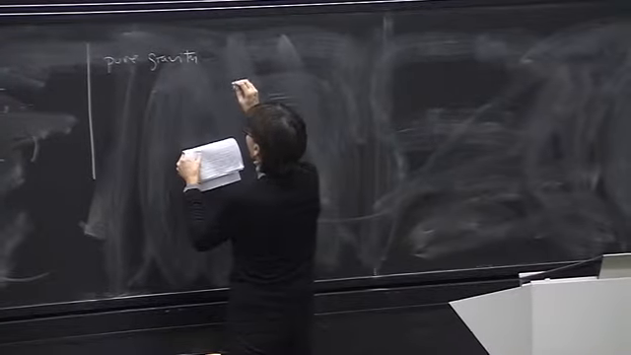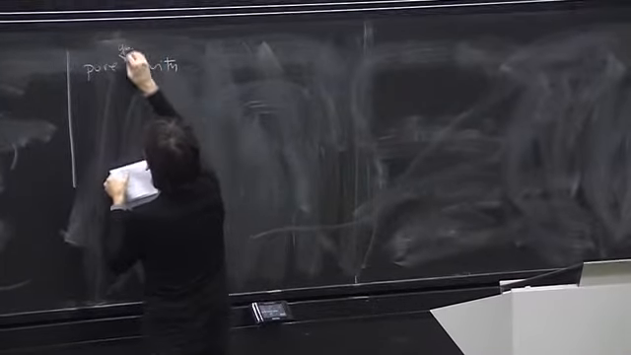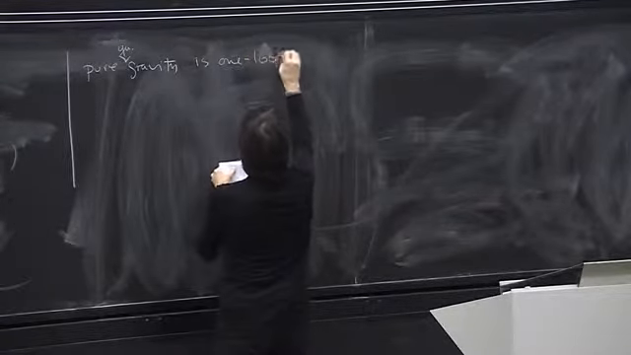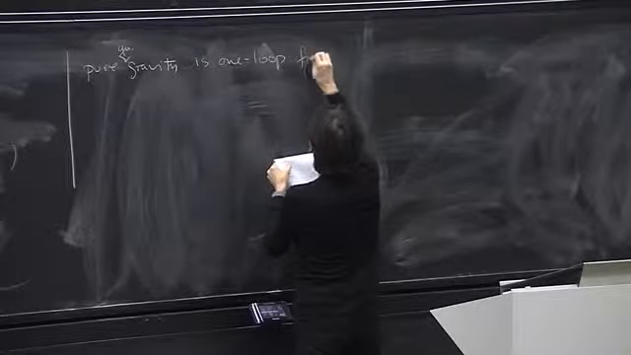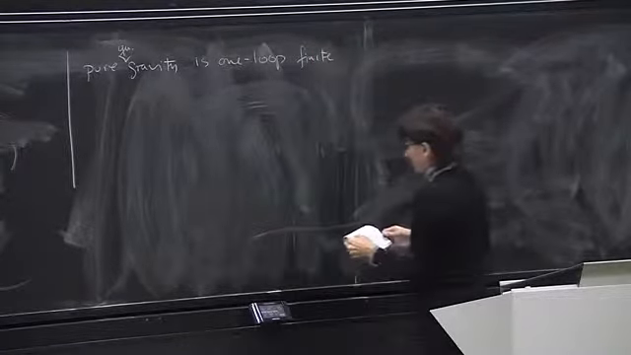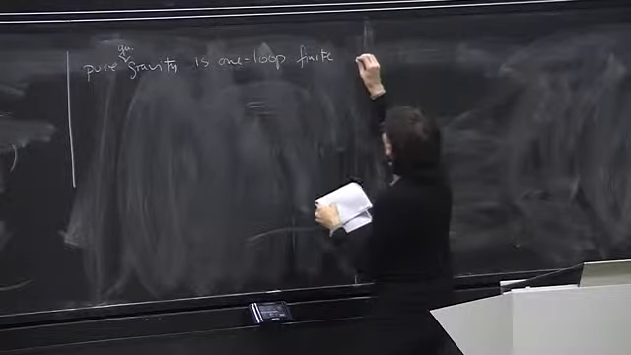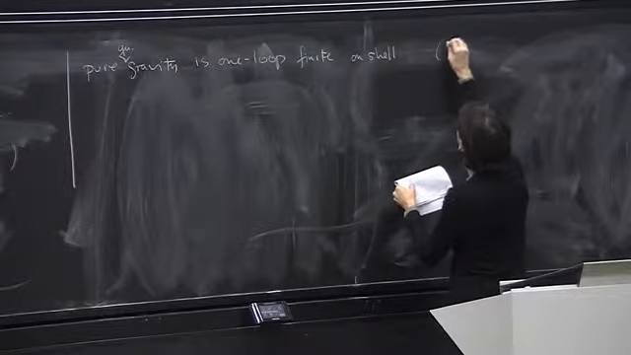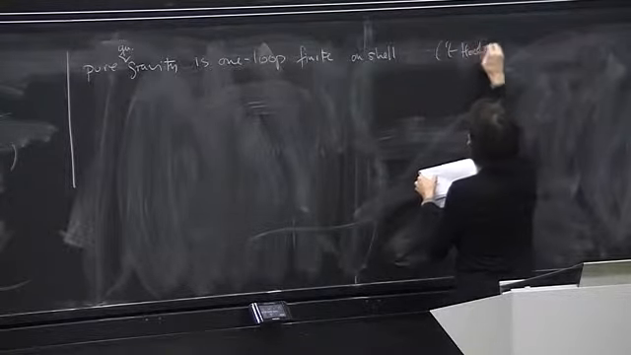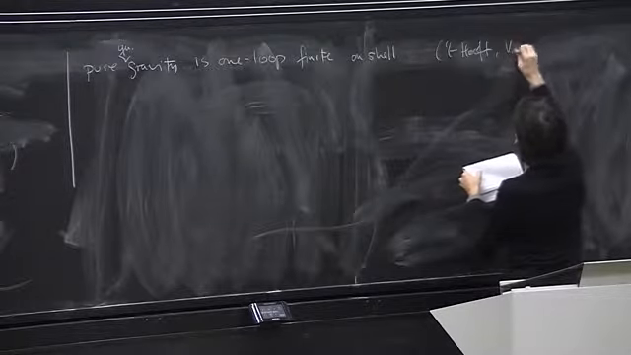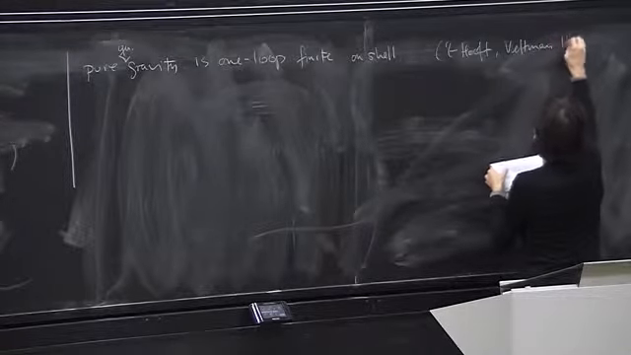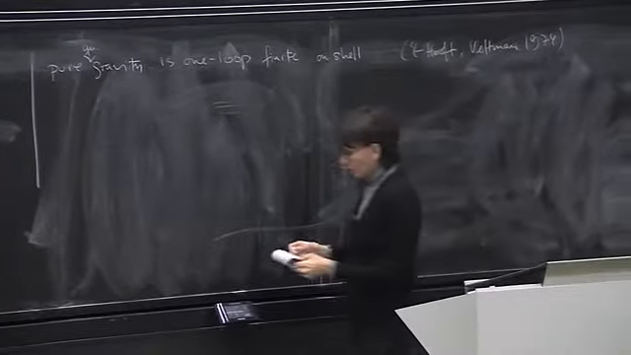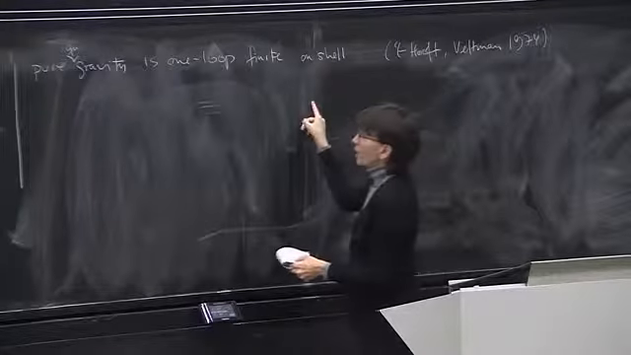So pure gravity, or perturbative quantum gravity, is one loop finite on shell, taking into account equations of motion, that is. And that's a famous result by 't Hooft and Veltman, from 1974, so not all that long ago.